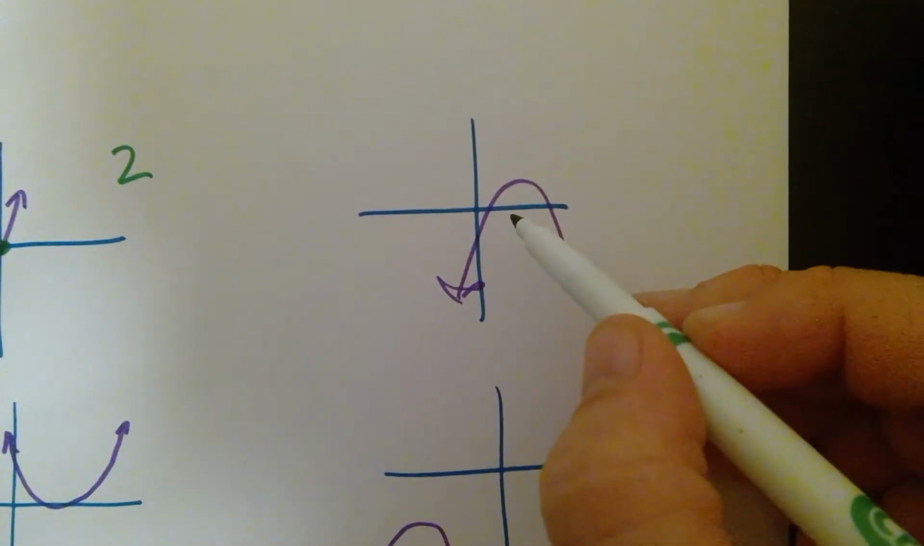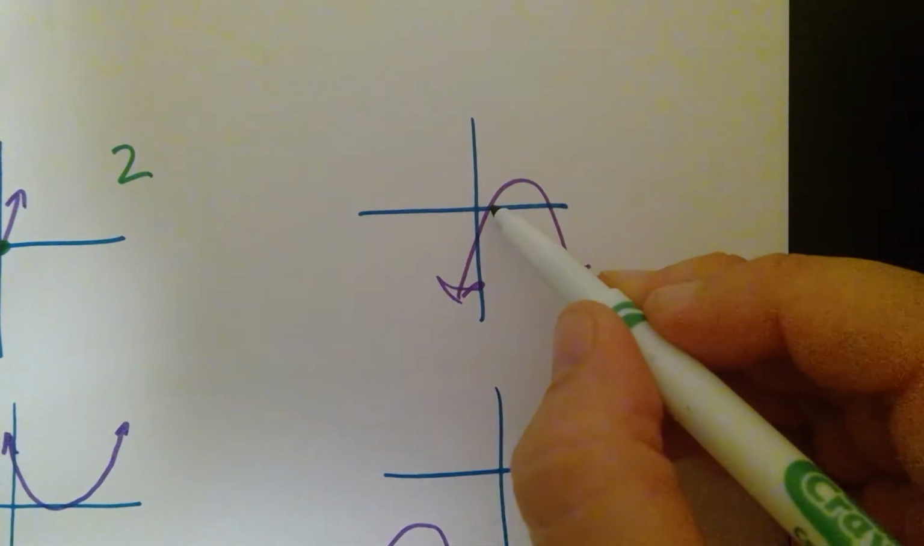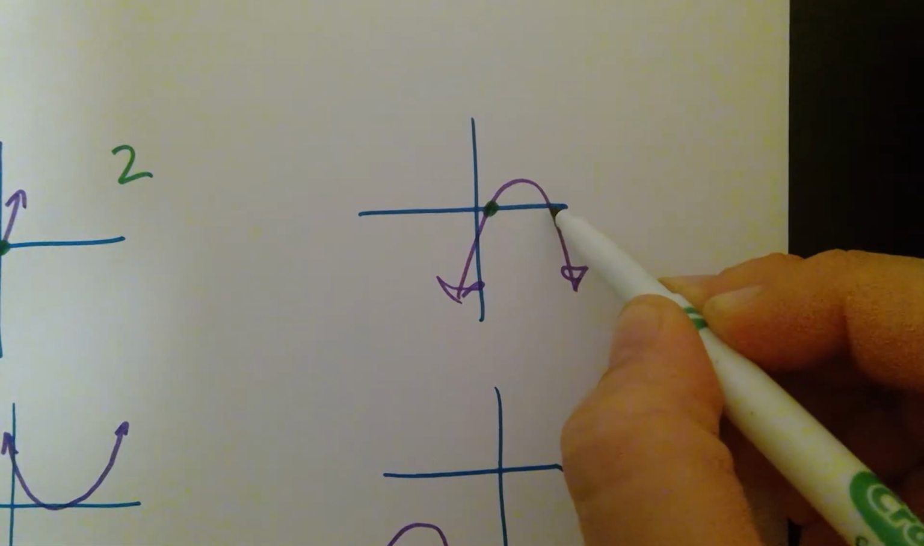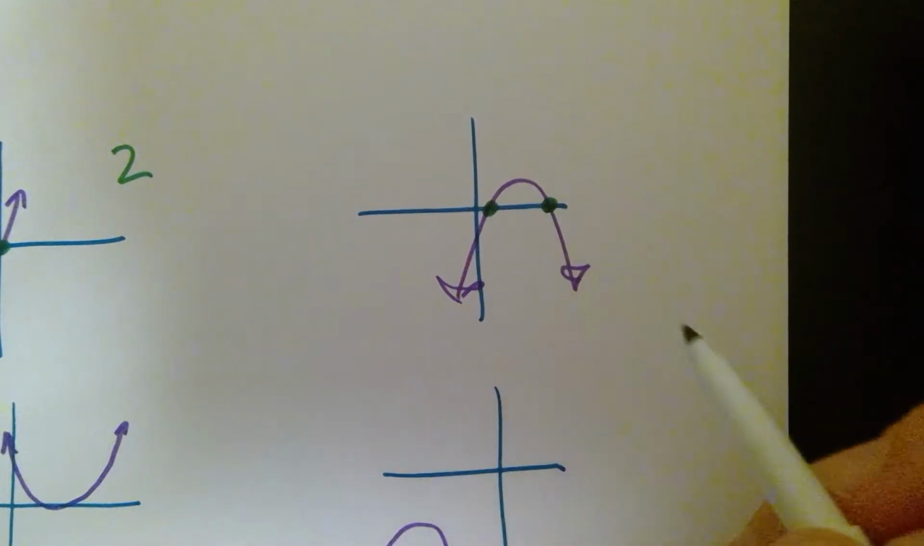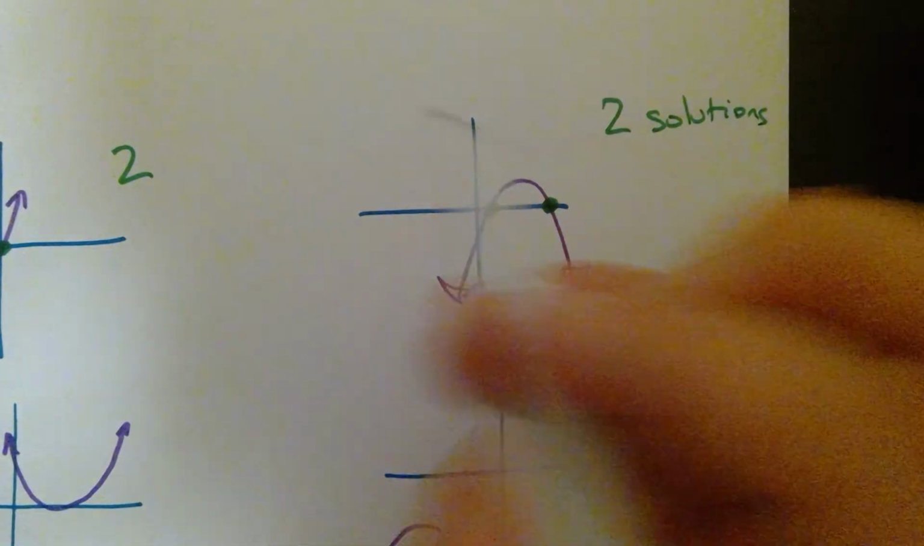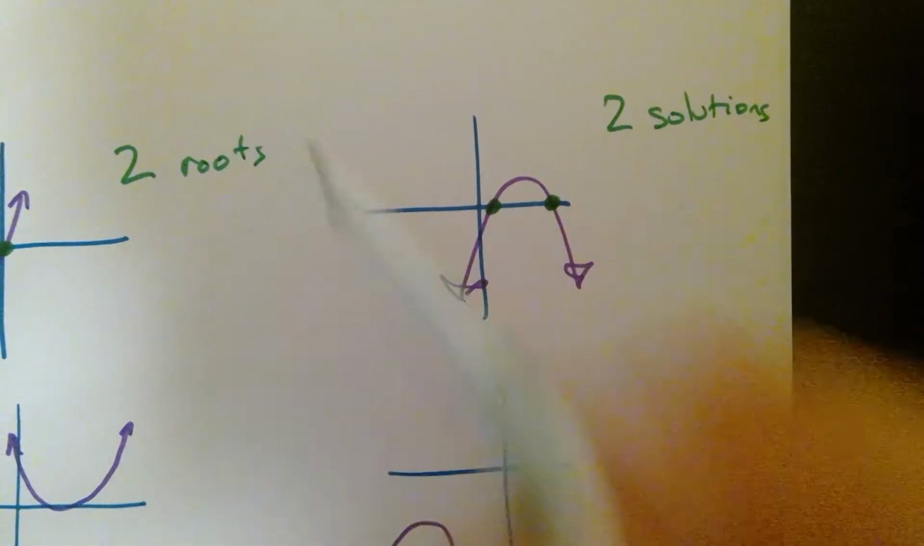Okay, that makes sense. Let's come over here. We're looking for x-intercepts, our roots, our zeros, our solutions. We have one right here because we cross the x-axis. We come back around, we cross the x-axis again. And we have 2 solutions, 2 roots.